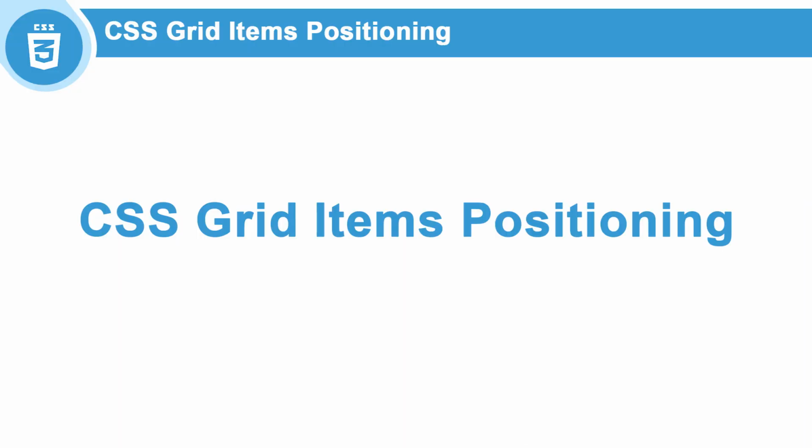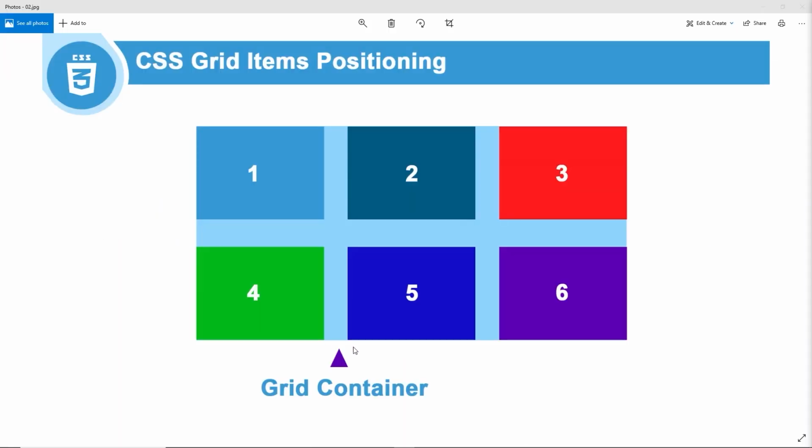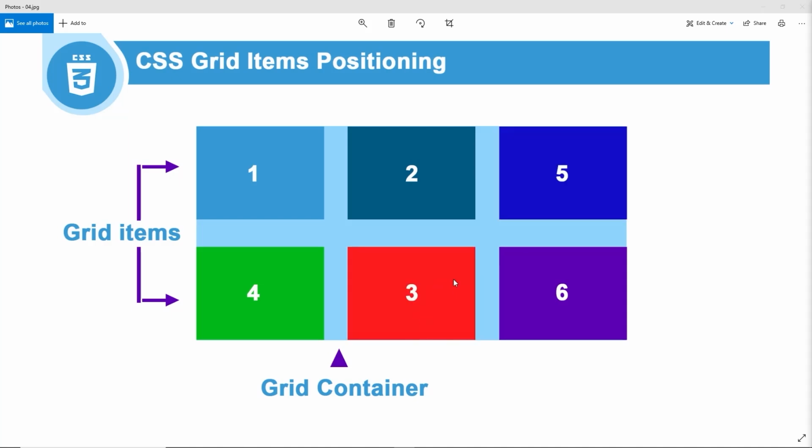Now let's talk about grid item positioning. Here you can see a parent div and we call it grid container, and all the divs inside the parent container, we call grid items. Now the question is, what is the meaning of positioning? Suppose you want to move the 3rd grid item to the 5th place, and also you decide to move the 5th one to the 3rd place. Something like that, and we call it grid positioning. As you can see, we moved the 3rd item to the 5th place. Similarly, we moved the 5th item to the 3rd place.